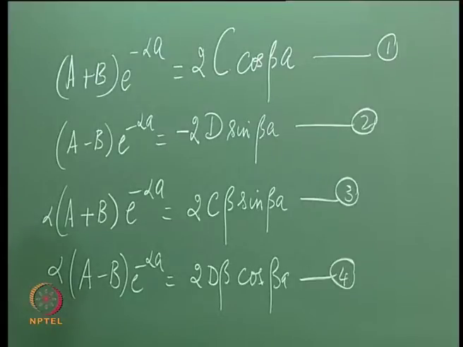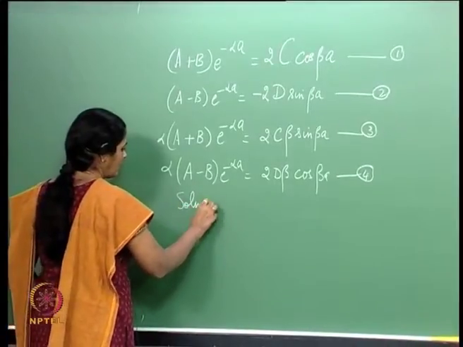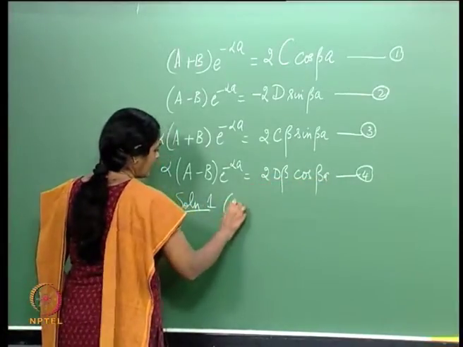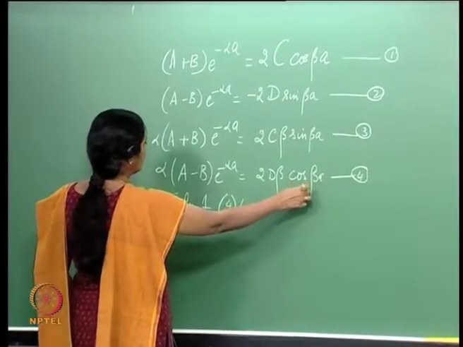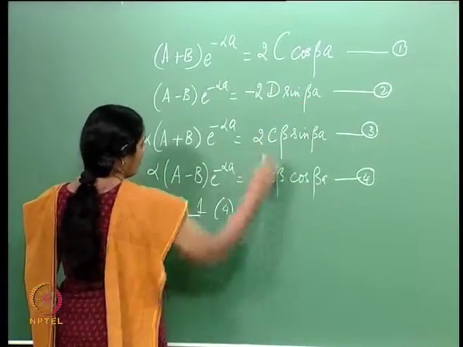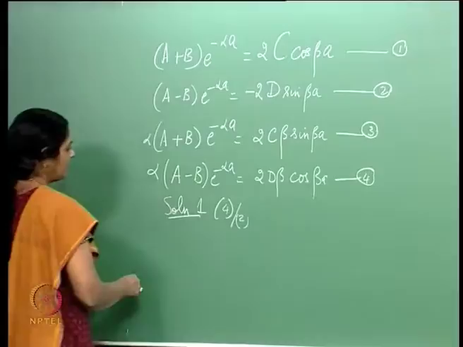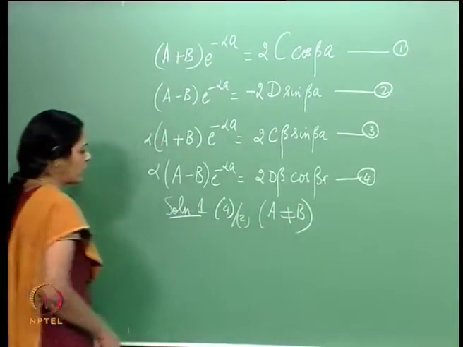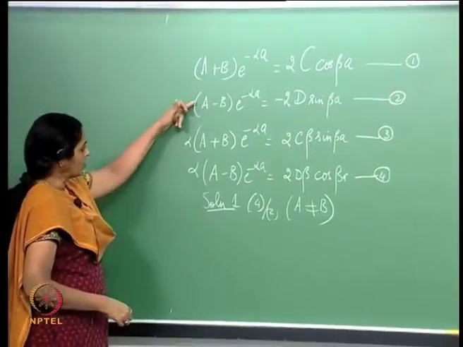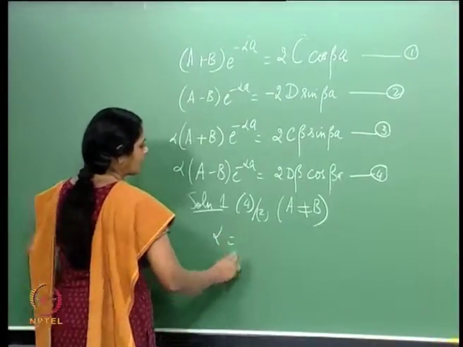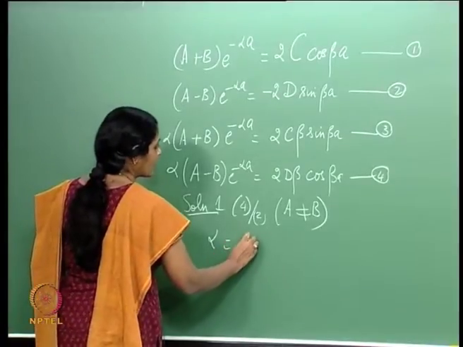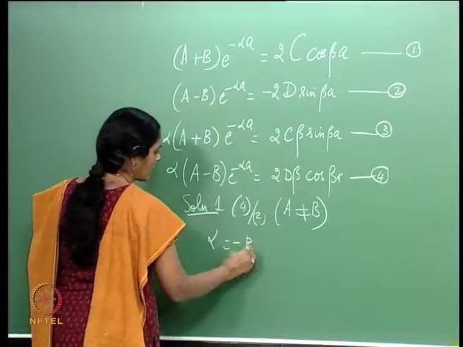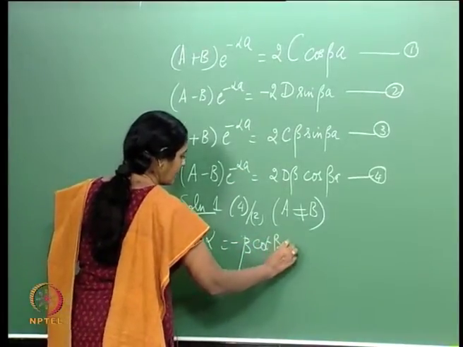So we had solution 1 and 2, so let me just write that down. Solution 1 came by dividing equation 4 by equation 2. So it automatically assumed that A was not equal to B, and therefore I could do this, and that told me that alpha was equation 4 divided by 2, so it gave me minus beta cot beta a.